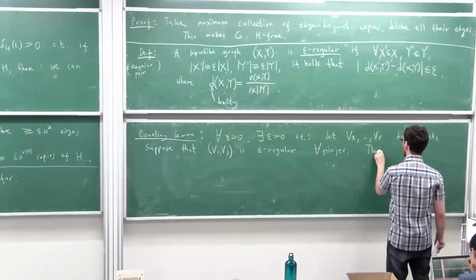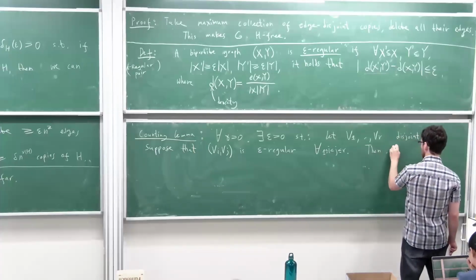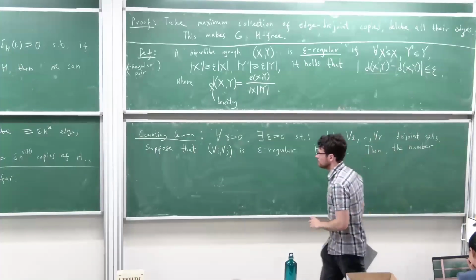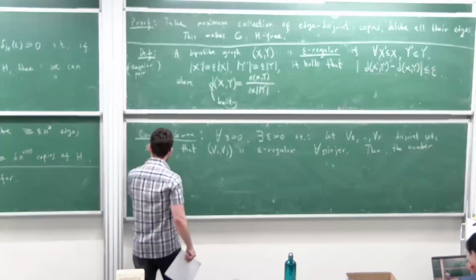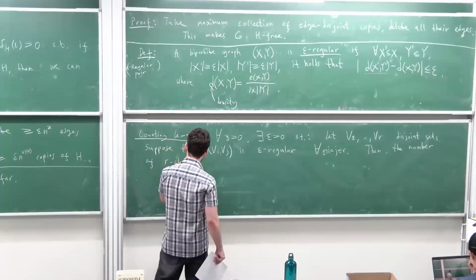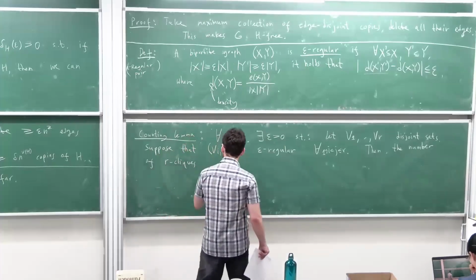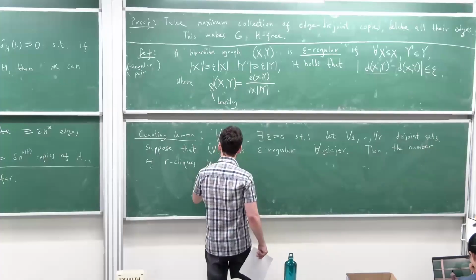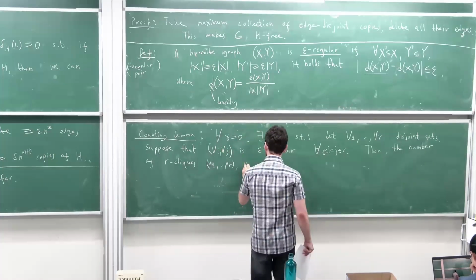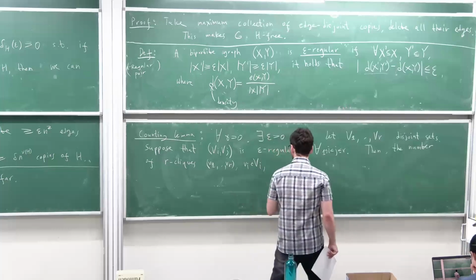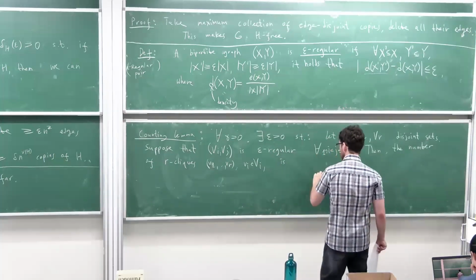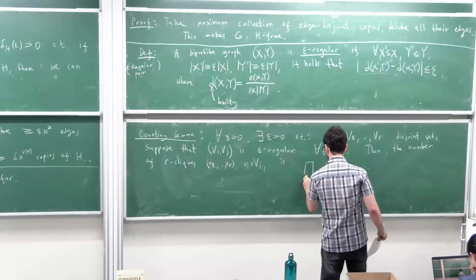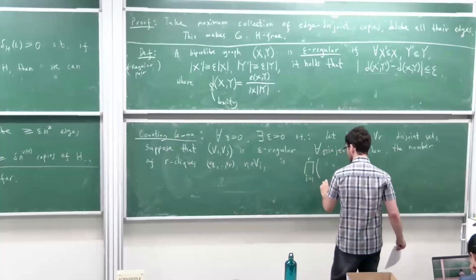Then the number of R-cliques V1 through VR, with vertices v_i in V_i, is the following. Let me write it down.